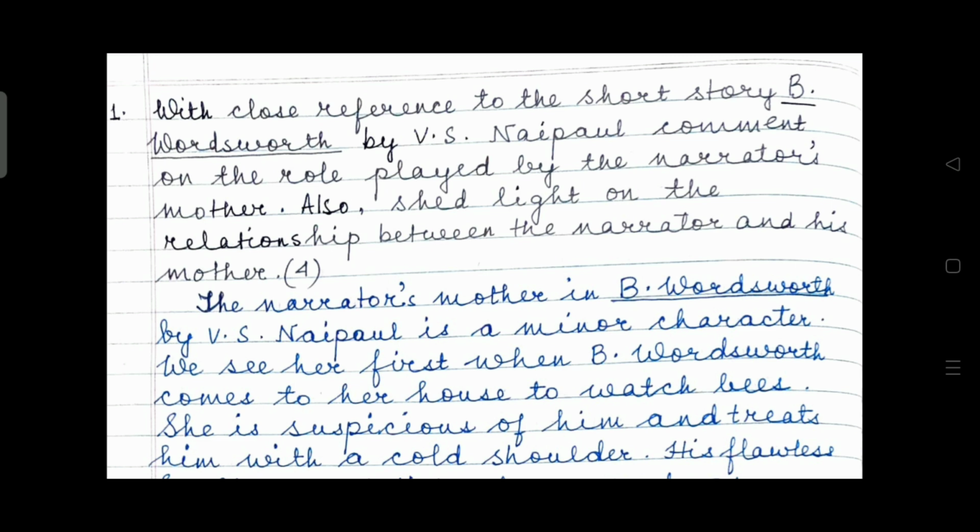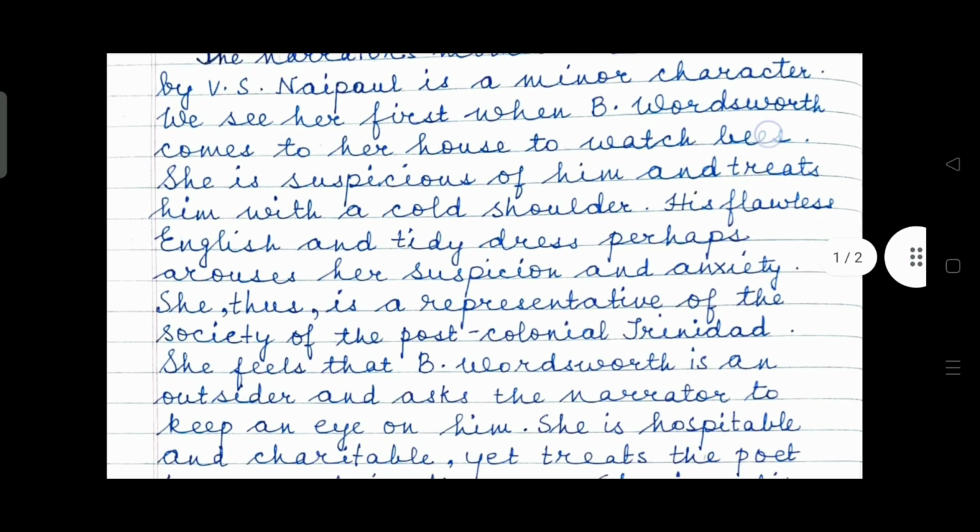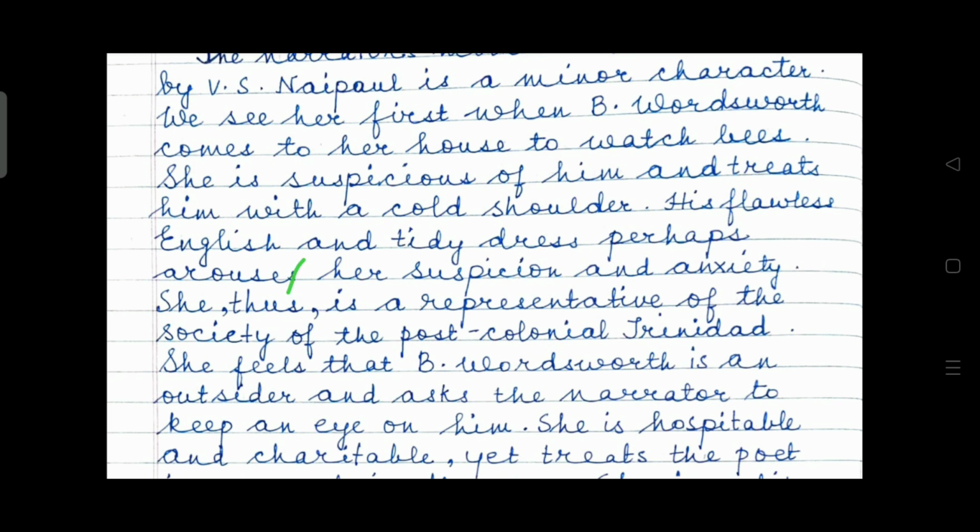We see her first when B. Wordsworth comes to her house to watch bees. She is suspicious of him and treats him with a cold shoulder. His flawless English and tidy dress perhaps arouse her suspicion and anxiety. She thus is a representative of the society of the post-colonial Trinidad. When I upload the second video of the easy explanation of the text, you will clearly understand what this social context is. I will discuss the social context of Trinidad in detail.